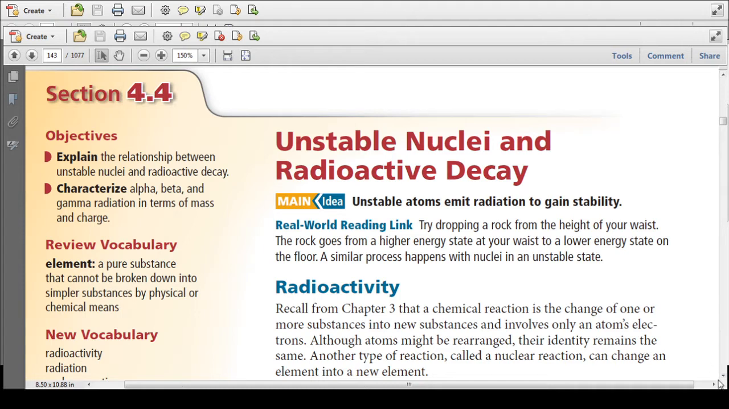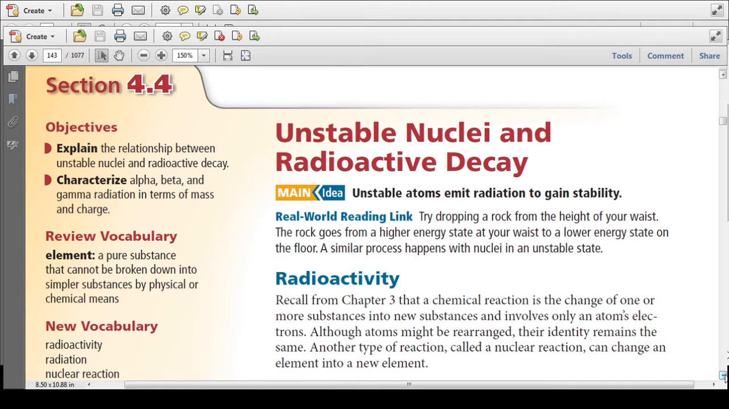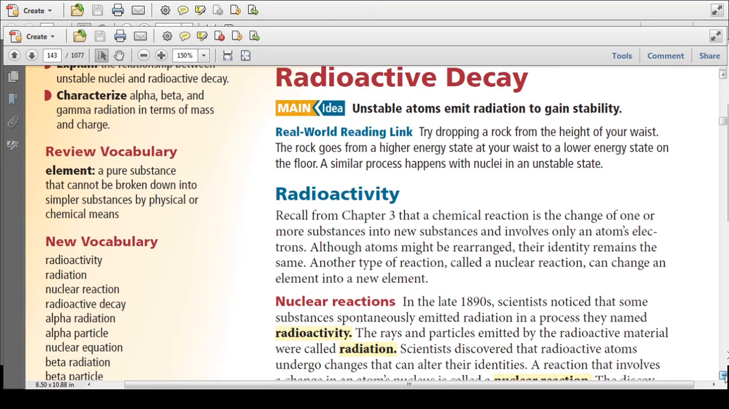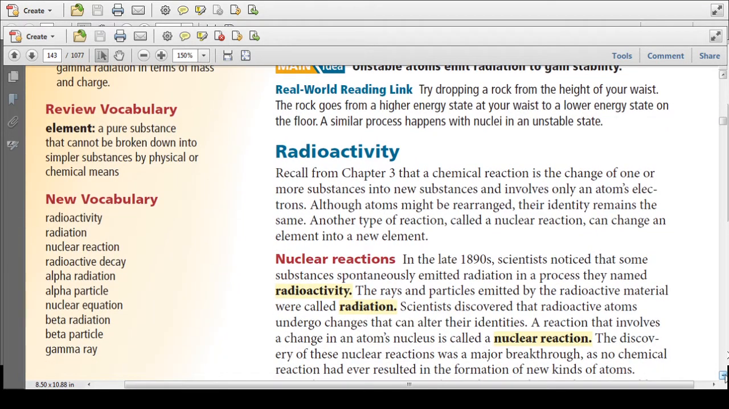Some vocabulary to review is element, and some new vocabulary will be radioactivity, radiation, nuclear reaction, radioactive decay, alpha radiation, alpha particle, nuclear equation, beta radiation, beta particle, gamma ray.